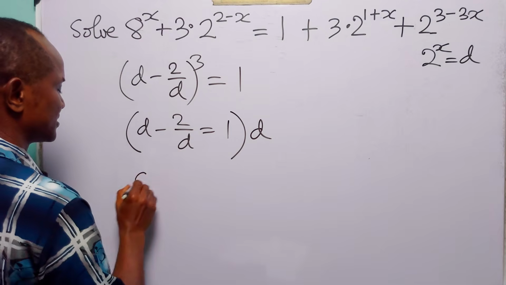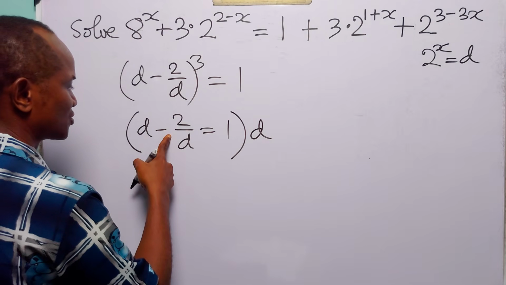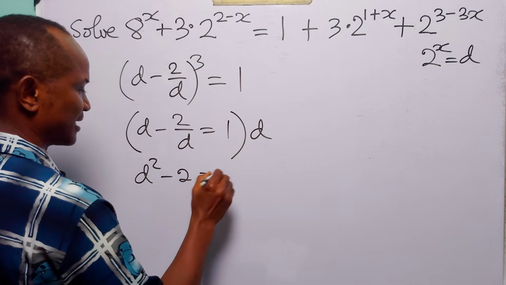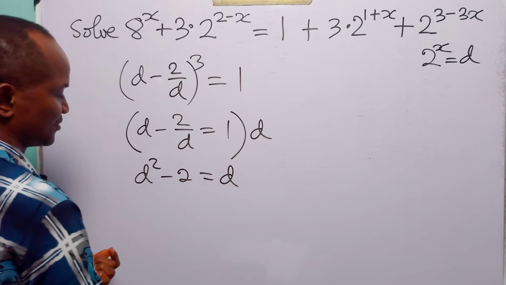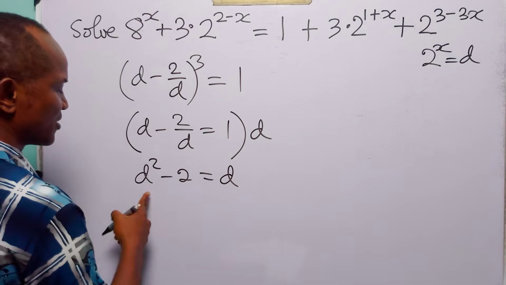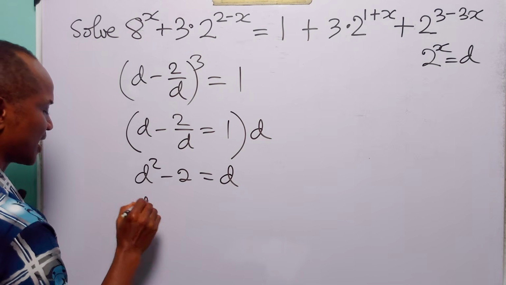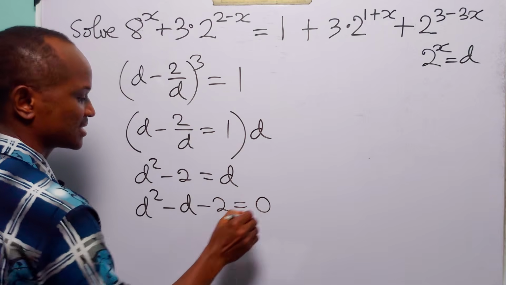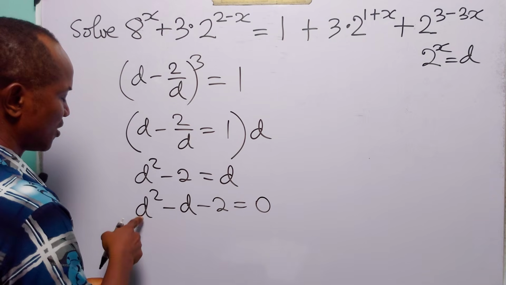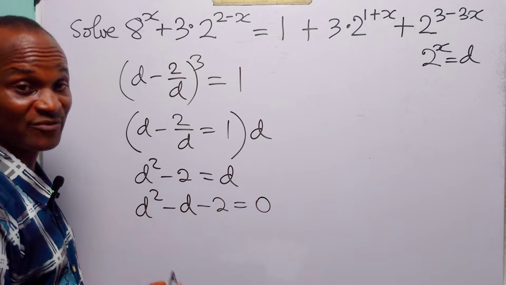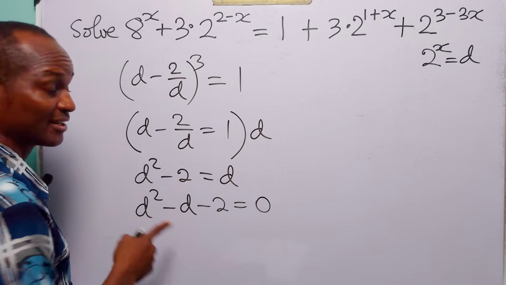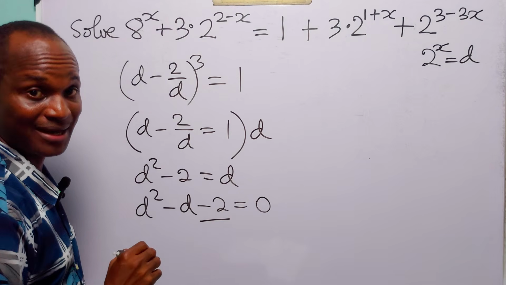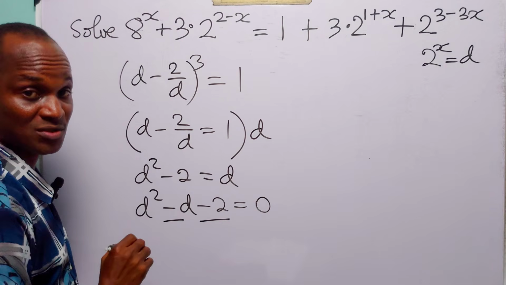D times d is d squared. Minus 2 over d times d is minus 2. And 1 times d, of course, is equal to d. Now, when we rearrange this quadratic equation, we have d squared minus d minus 2 is equal to 0. We can solve this quadratic equation by factorization. Since the coefficient of d squared is 1, all we need to do is to find the factors of minus 2 that add up to minus 1.